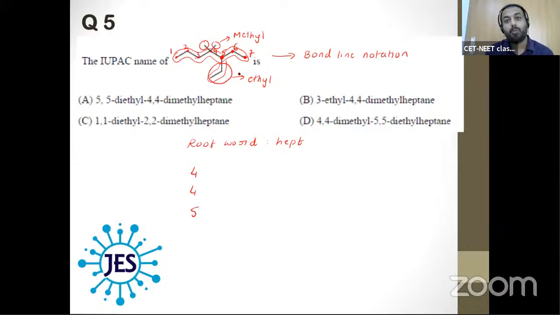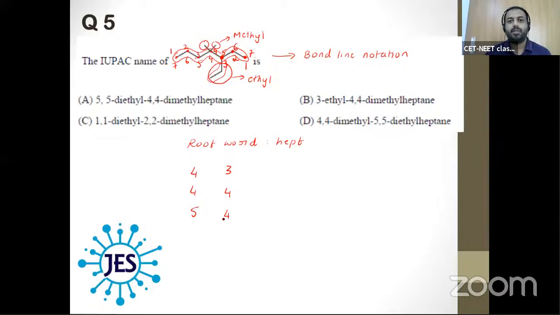Let's check it out in the opposite direction. 1, 2, 3, 4, 5, 6, 7. From right to left, what are the locants? Look here, the ethyl group is at the 3rd position, so 3. Then the methyl group at the 4th position. Then one more methyl group at the 4th position.